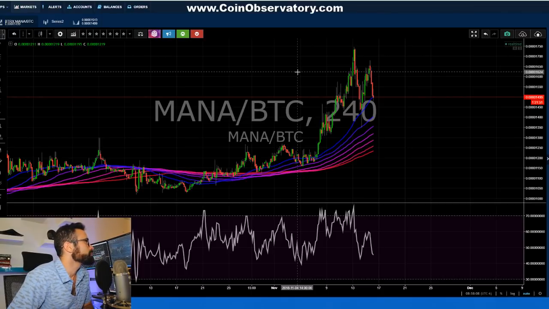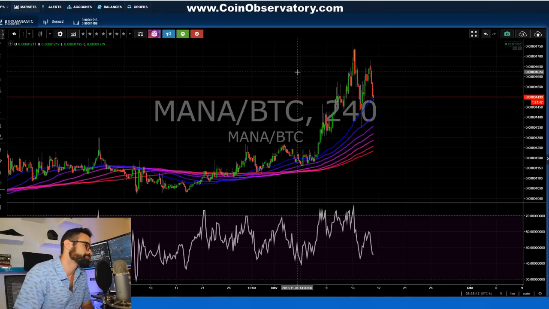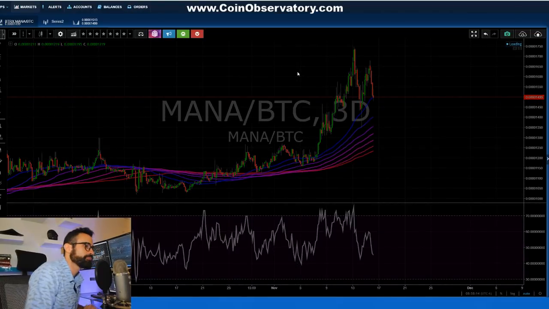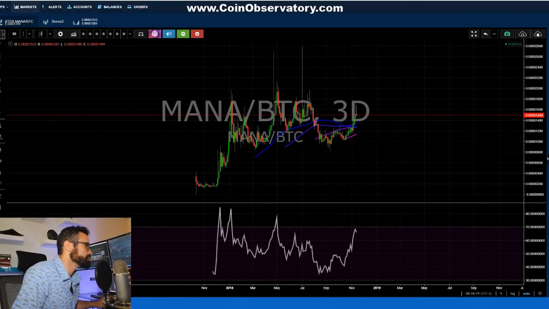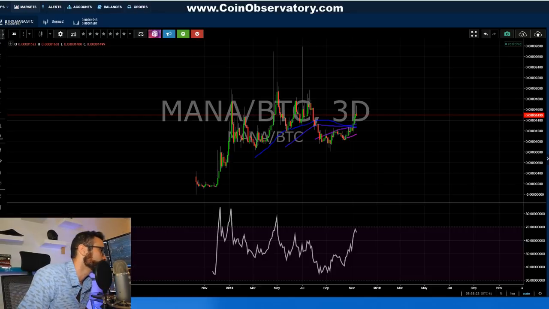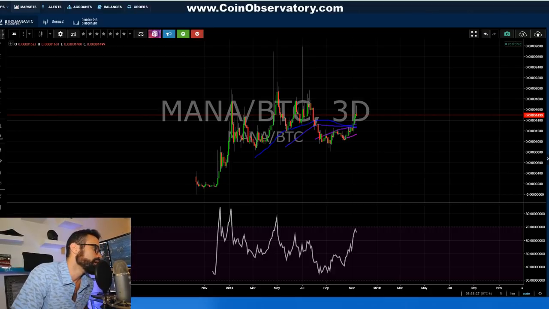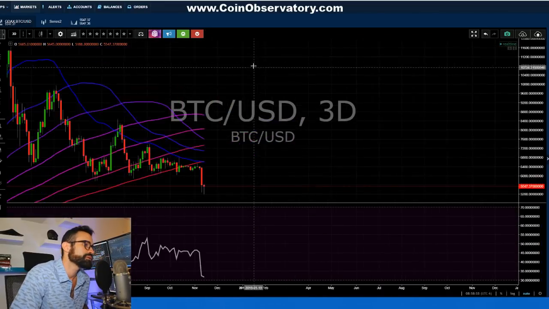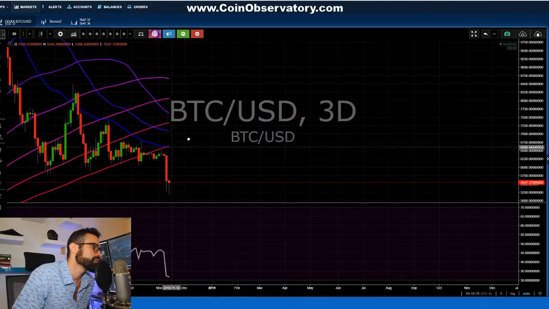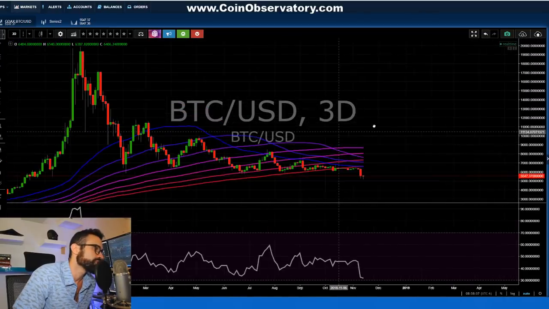The death cross on the 3-day, right? Let's go back to the BTC chart. This is pure moving averages that I have on my chart, right? So I look at death crosses. I absolutely do. Do I call them death crosses? I don't exactly call them death crosses, right? So there is a moving average crossover over here.